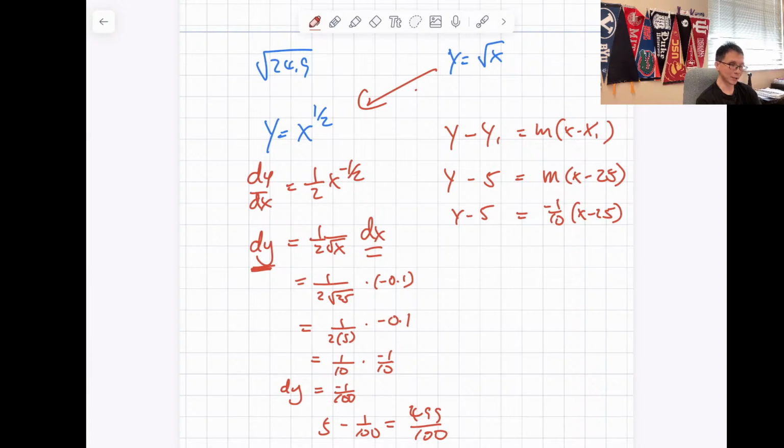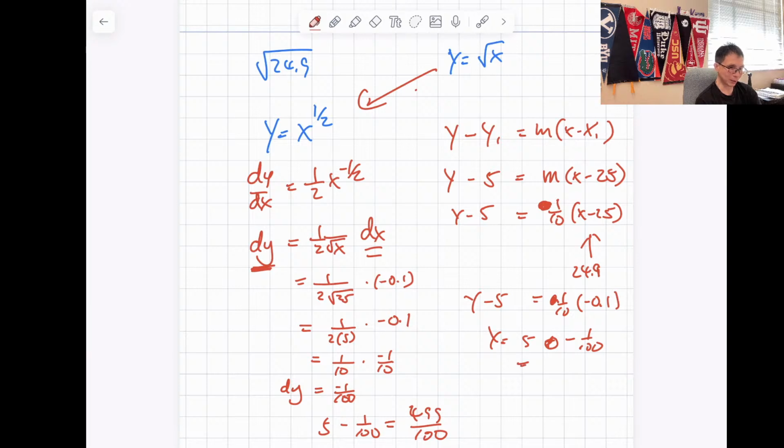So what we're trying to approximate is 24.9, sorry. So that would give you 1 over 10 times dx, which here is negative 0.1. y minus 5, so y equals 5 plus negative 0.01. I made a mistake earlier; the m should be positive 1 over 10, not negative 1 over 10. So that's going to be 5 minus 0.01. I didn't do the dx thing that you did.